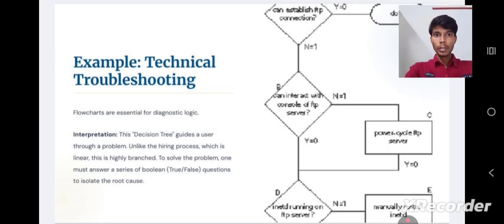Example: technical troubleshooting. Flowcharts are essential for diagnostic logic interpretation. This decision tree guides a user through a problem. Unlike the hiring process, which is linear, this is highly branched. To solve the problem, one must answer a series of Boolean true or false questions to isolate the root cause.